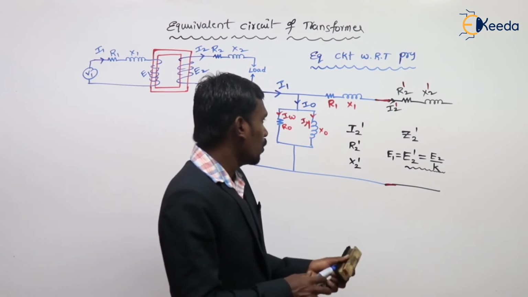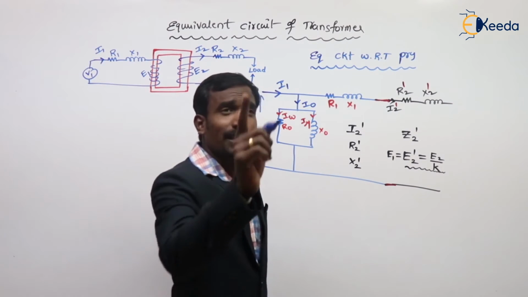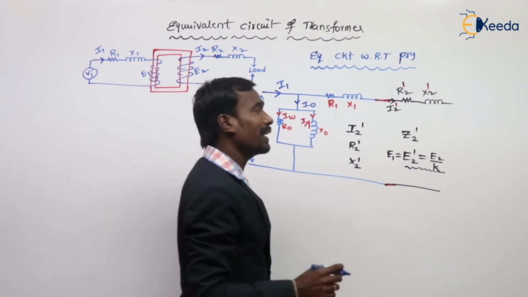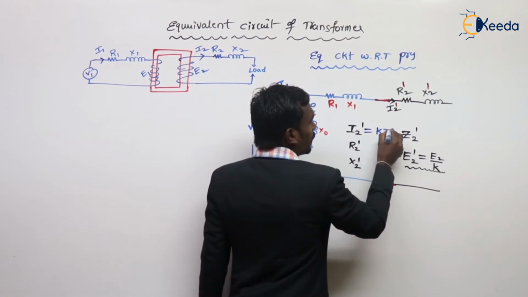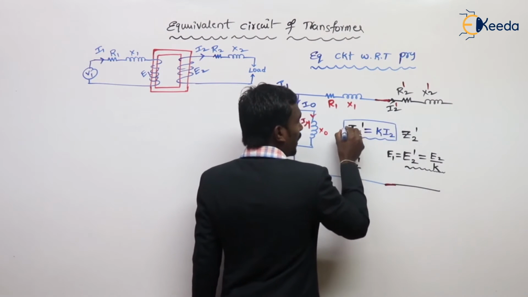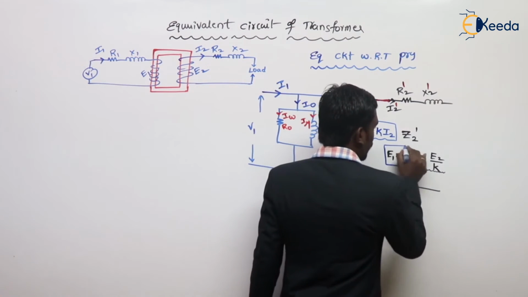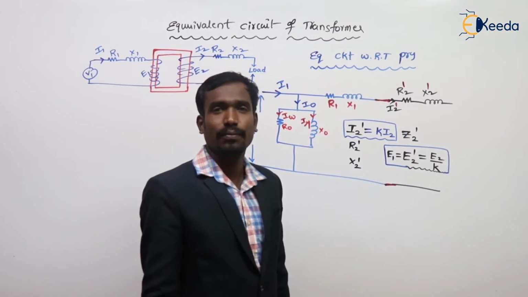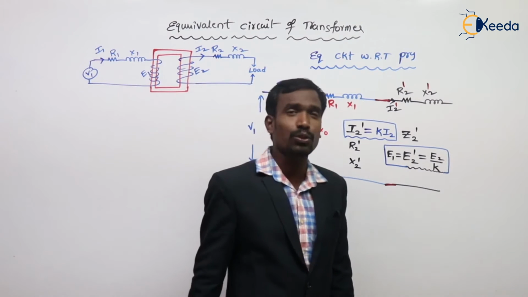Another well known one is I2 dash. I calculated it when the transformer is in loaded condition. The load component of the primary current is equal to K into I2. This is already calculated, and this is also a very easy formula. You can remember these two, I2 dash and E2 dash are completed. Now R2 dash, X2 dash, Z2 dash.